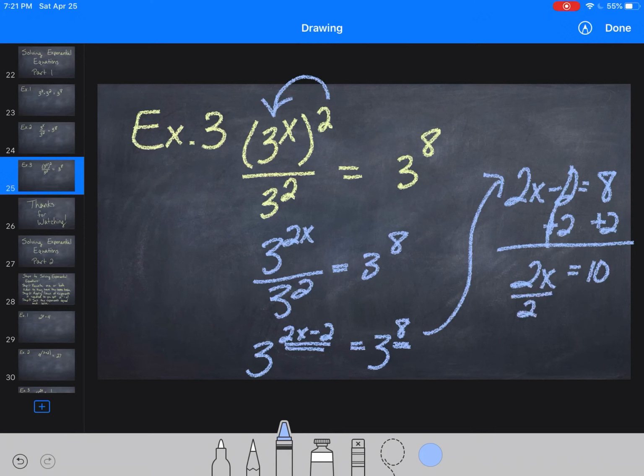So I'm going to add 2 to both sides, draw my line, those go away. I get 2x is equal to 10. I can go ahead and get rid of my 2 by dividing. So divide by 2, those go away. I get x is equal to 5.